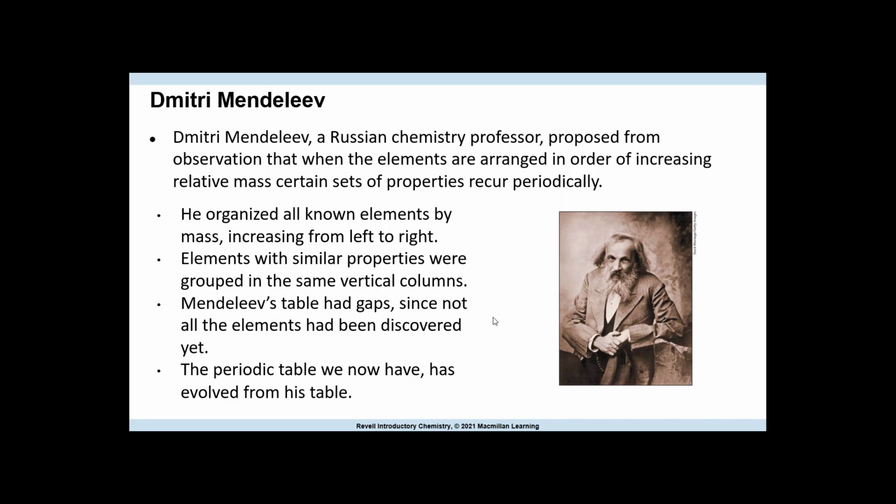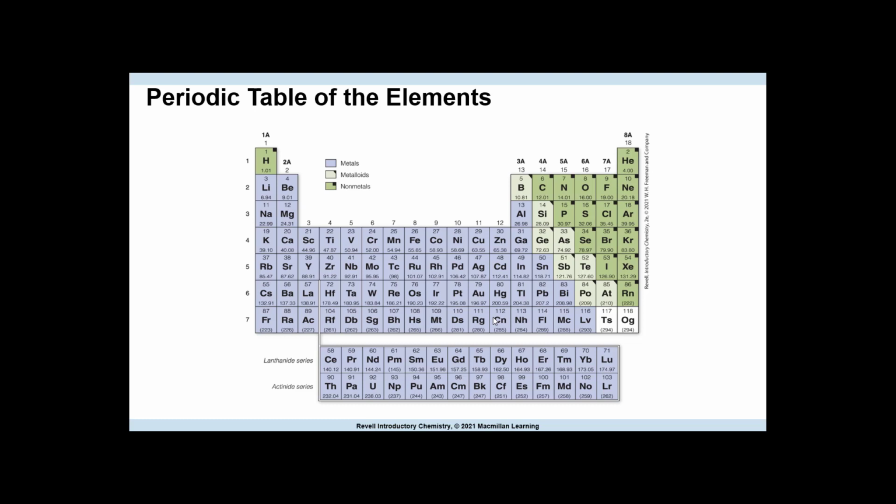So Mendeleev's table was the basis for the periodic table we use today, which is organized by mass and properties. There were other people who organized the periodic table in different ways, but his was the foundation, and then we built upon it to what we now have. Okay, so here's the periodic table.